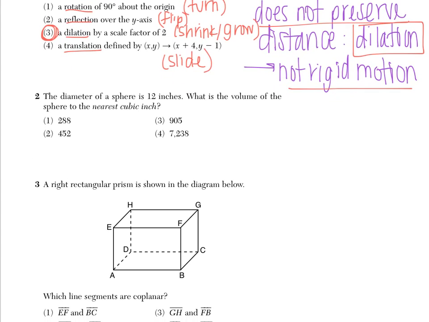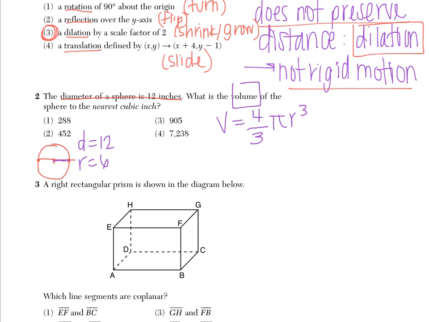Number 2 says the diameter of a sphere is 12 inches. What is the volume of the sphere to the nearest cubic inch? If you look at your reference sheet, volume of a sphere is defined as 4/3 pi r cubed. Again, this is on the reference sheet. Notice that the only thing we need to plug in here is the radius, but unfortunately we're given the diameter. If you think about a circle, the diameter goes all the way across through the center, and that means that the radius is just half of it. So if the diameter is 12, d equals 12, then r must be 6, half of it.